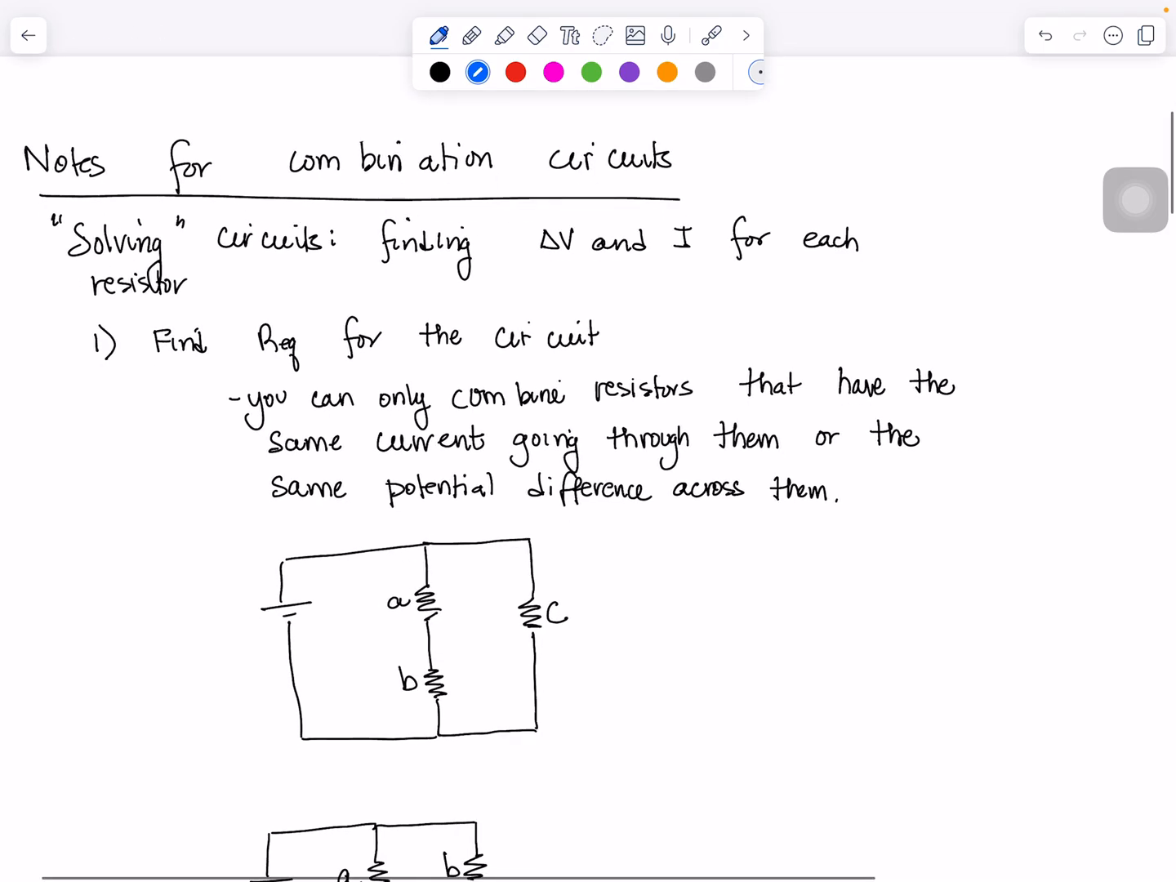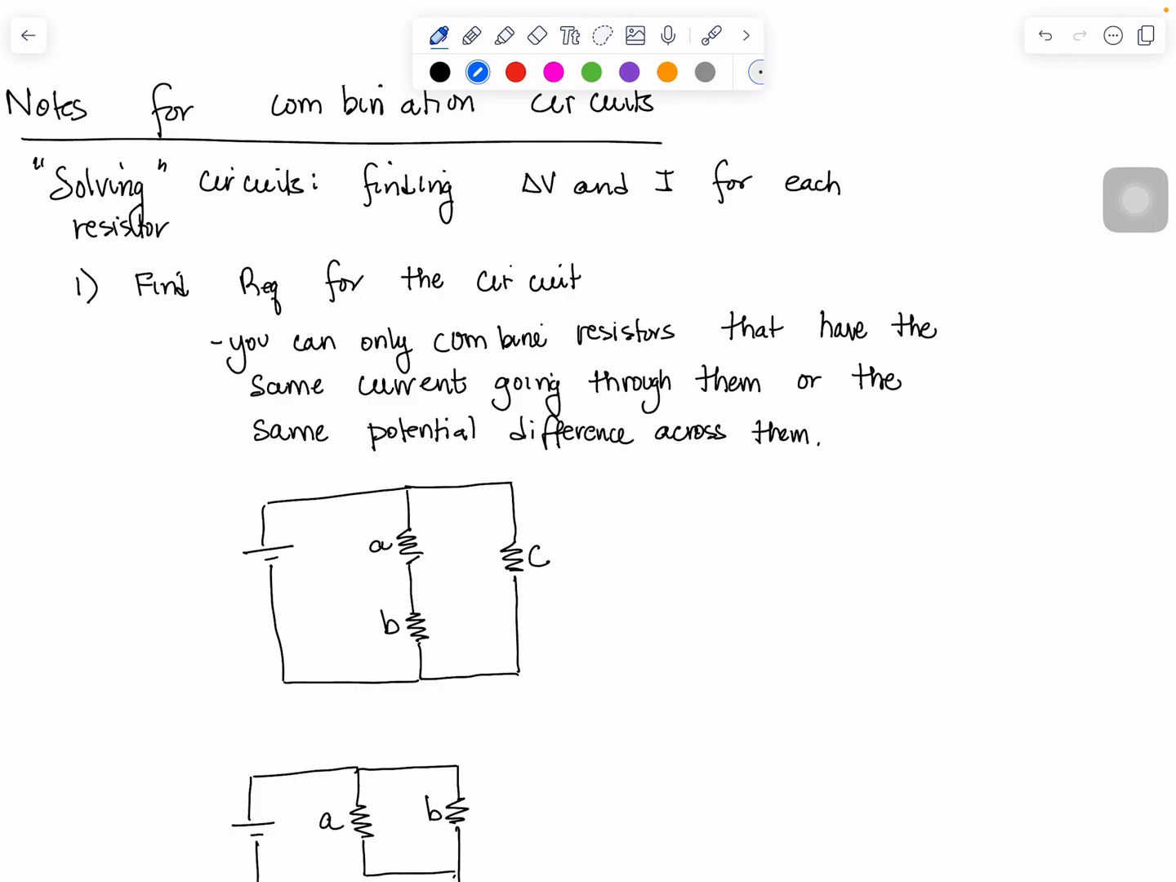So we are going to be solving circuits, and what that means is you're going to be finding the potential difference and current for each resistor. There are steps to this, and the first step is you want to find the Req for the circuit, and you do that by combining resistors.